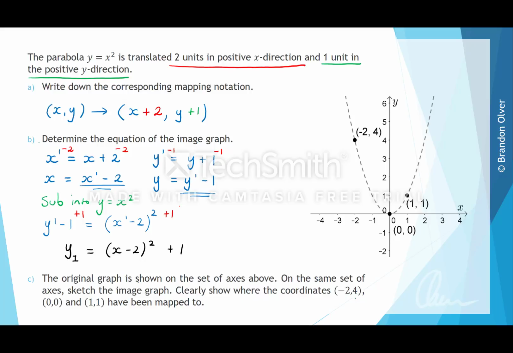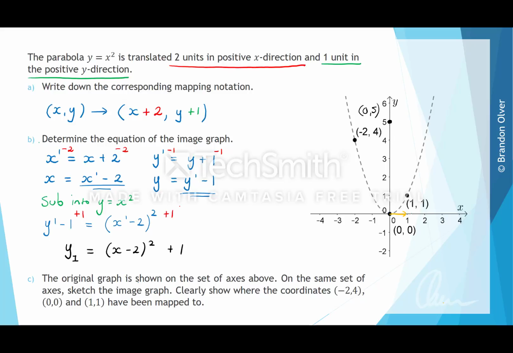And we want to clearly show where the coordinates (-2, 4), (0, 0) and (1, 1) have been mapped. So the transformations that have occurred is a translation of 2 units in the positive x direction. So if we start at x is -2, we go 1 and 2 this way and we get x is 0. And then we have a translation of 1 unit in the positive y direction. So that means that our new point here, where (-2, 4) is mapped to, is going to be (0, 5). So that is the new y-intercept.